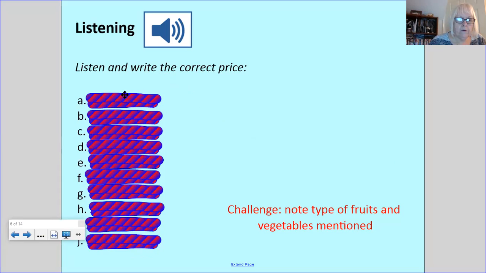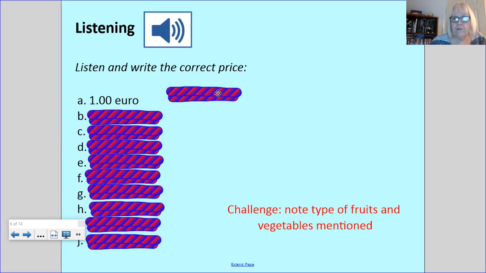Okay, so A was €1. ¿Cuánto cuesta? was the question. How much does it cost? ¿Cuánto cuesta? If you're looking at, for example, shoes, and you want to say how much do they cost, it'd be ¿cuánto cuestan? So costar is the verb to cost. It's a stem changing verb. The O changes to UE. So it's cuesta or cuestan, depending on whether it's one thing or more than one thing.